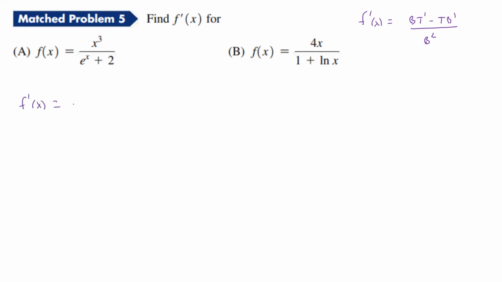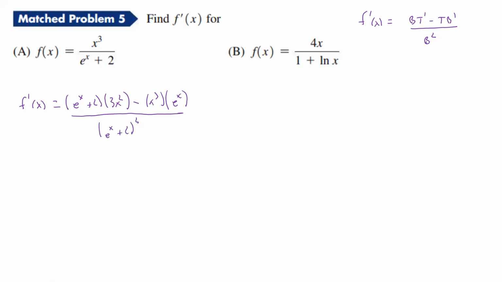The bottom is going to be e to the x plus 2 times the derivative of this, so that's going to be 3x squared. And then we're going to subtract off the numerator, so that's x cubed times the derivative of this. When you take the derivative of this, our 2 just disappears, and the derivative of e to the x is just e to the x. And then that's all over e to the x plus 2, the quantity squared.